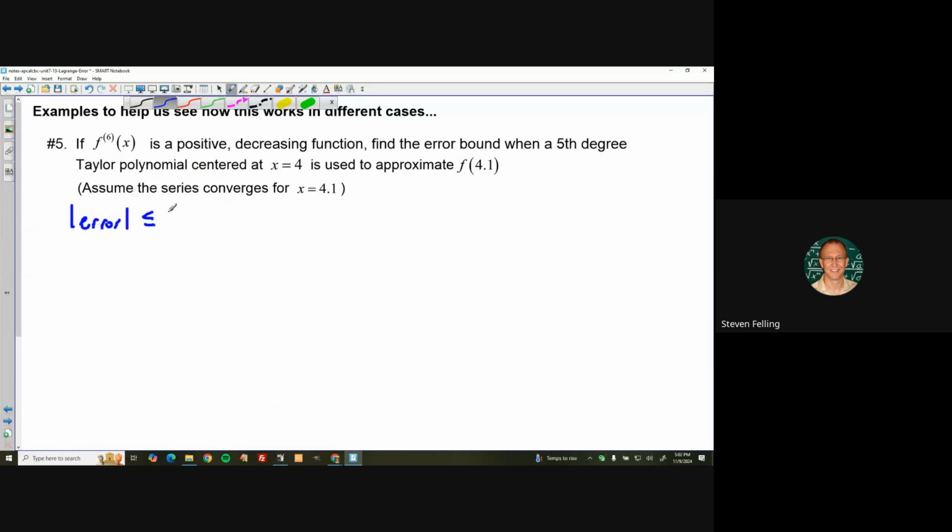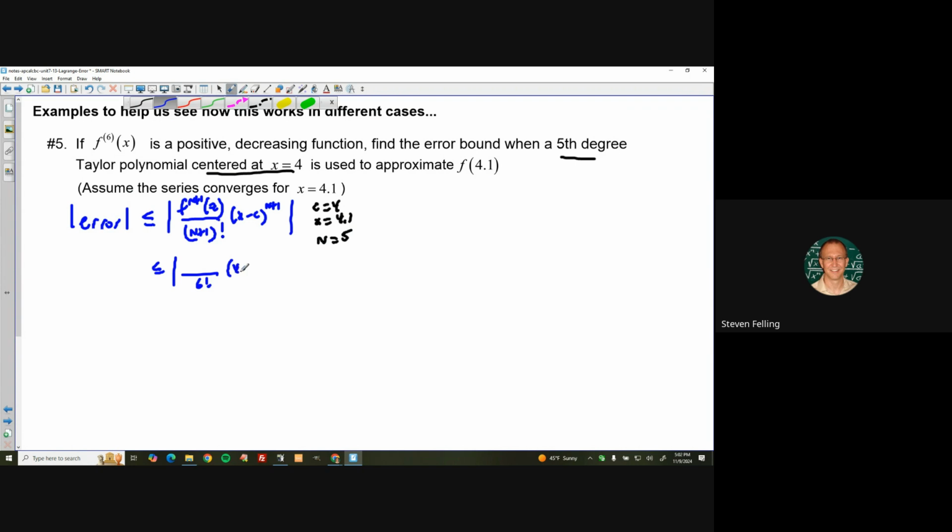So the absolute value of the error is going to be the n plus 1 derivative at z over n plus 1 factorial, x minus the centering value to the n plus 1 power. Okay, so what are the values we've got here? The centering value is 4. They said centered at 4. The x value in this case is 4.1, because that's what we're approximating. And the polynomial is a 5th degree polynomial, so n is 5. Right, so that means we can start writing this. This is 1 over, let's see, if n is 5, this is 6 factorial now.